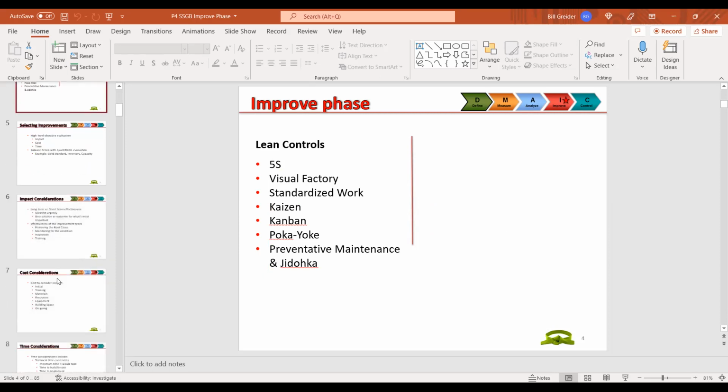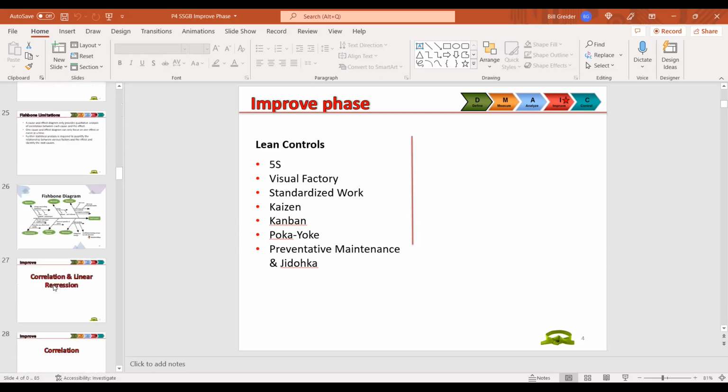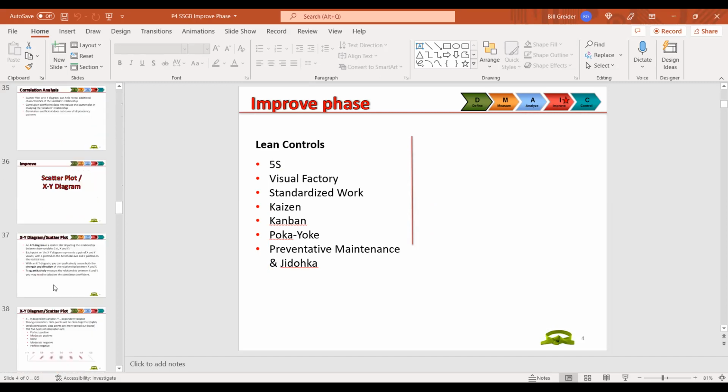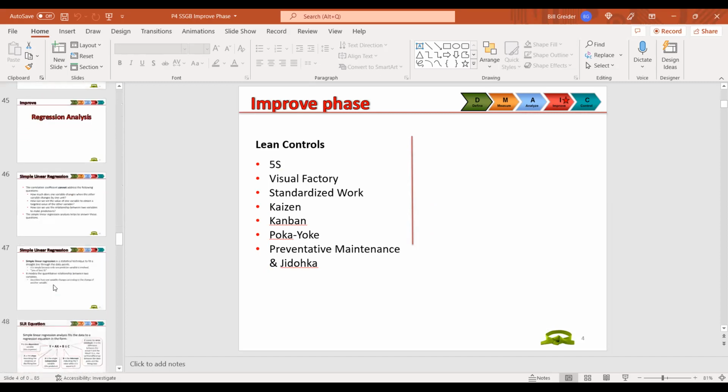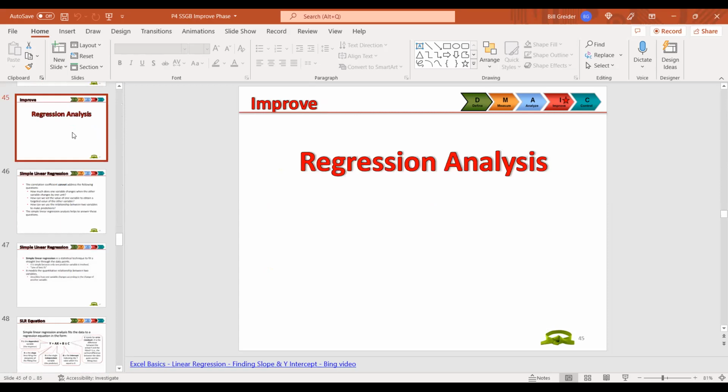So let me skip to regression, and we'll fly through this because we want to spend plenty of time with the lean. That's the fun part. Right.